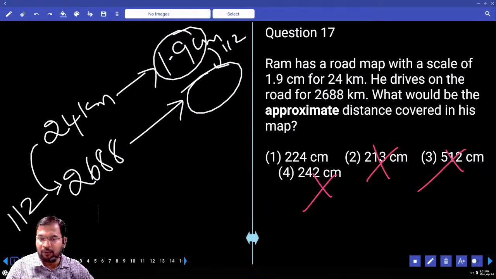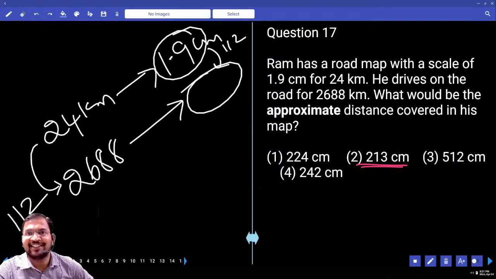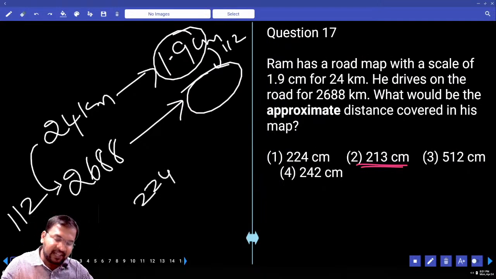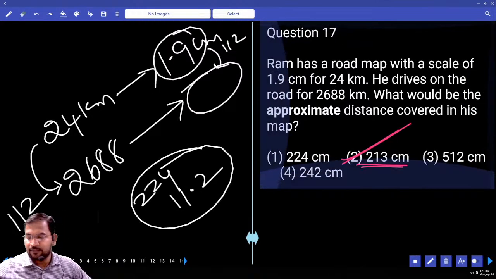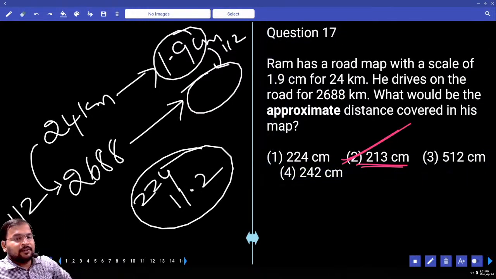Not 224. 213 is also there. So 224 minus 112 into 0.1, because for 2 that is 0.1 less. That is nothing but 11.2. 112 into 2 is 224, minus 112 into 0.1, that is 11.2. If you subtract 11 from 224, we get 213.